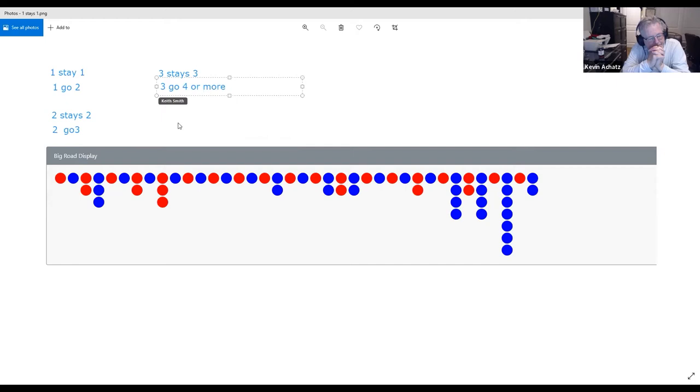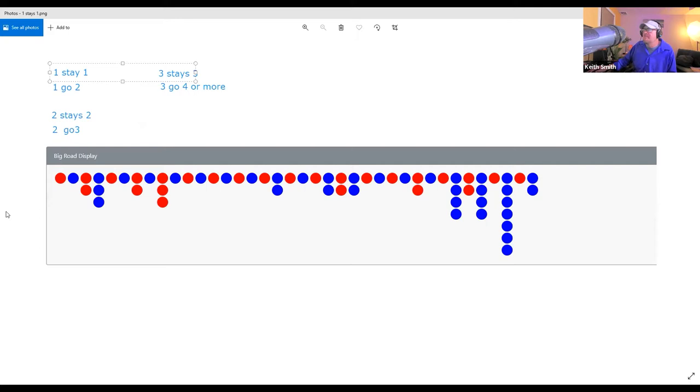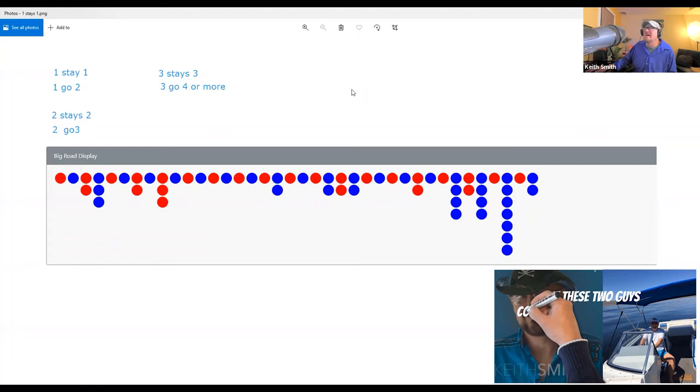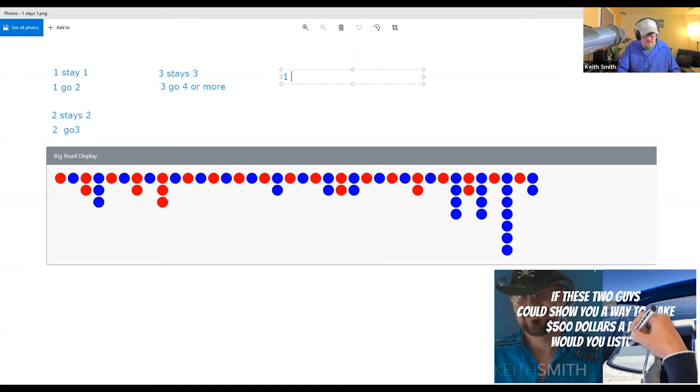When you do banker and player separately, remember we got to do player and banker, whichever one you want separately. Now I think I can copy these. So we'll do this for the player side right here. Oh, I can't copy. Okay. I'm going to put the banker side right here.